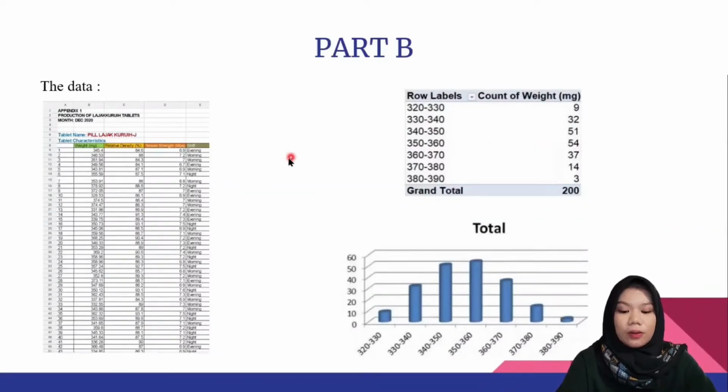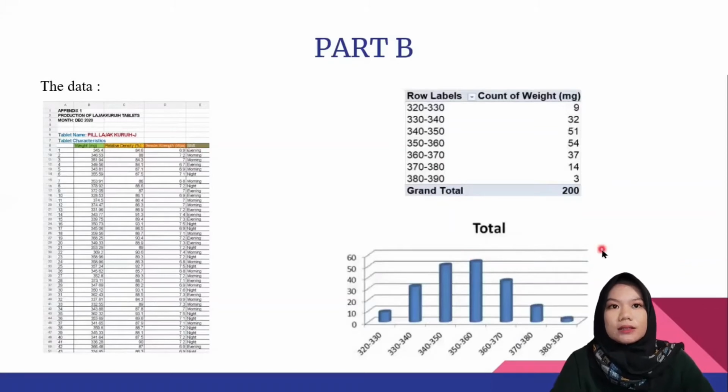As we can see from the left side, we have the data given. We used a pivot table to get this table, and this is the frequency. The total is 200, the same as the total sample size of 200. We proceed from this table to the graph, and we got this graph. Moving to the next slide.